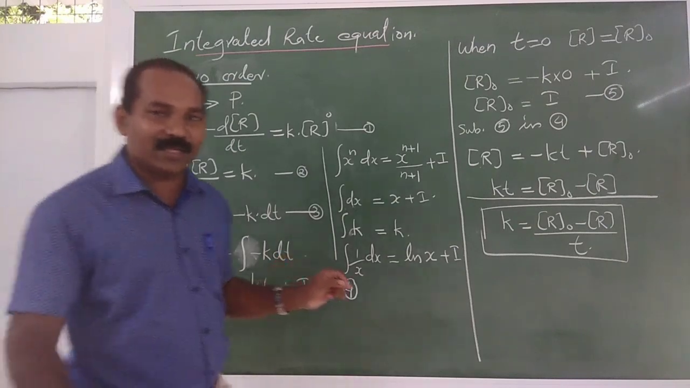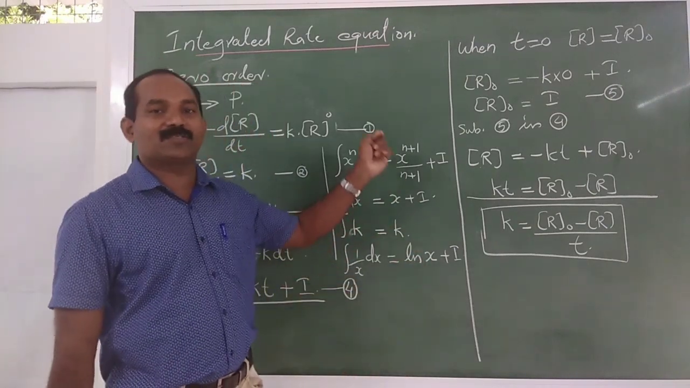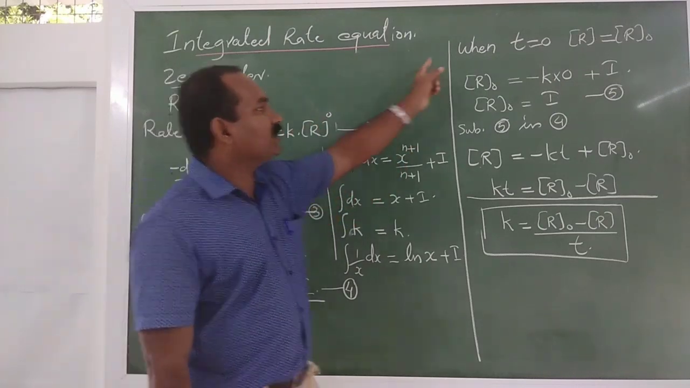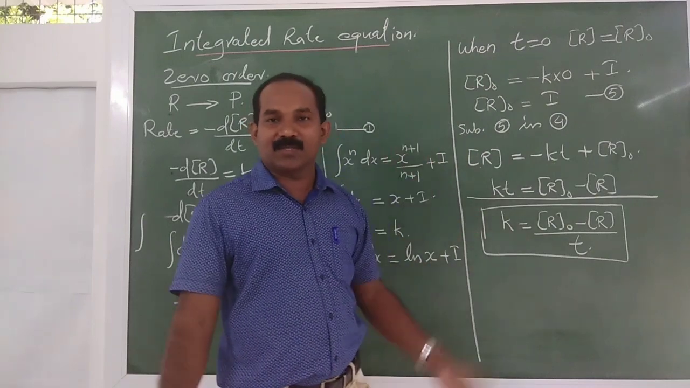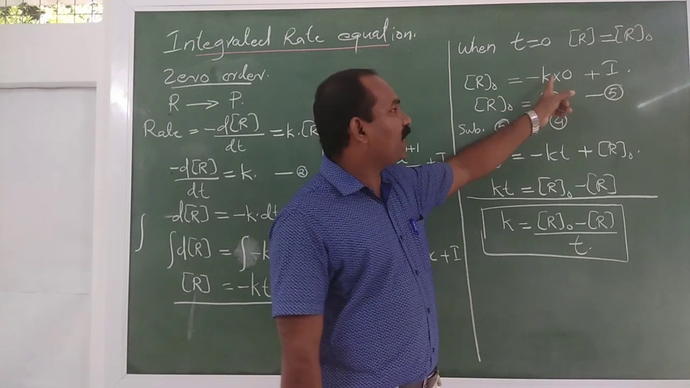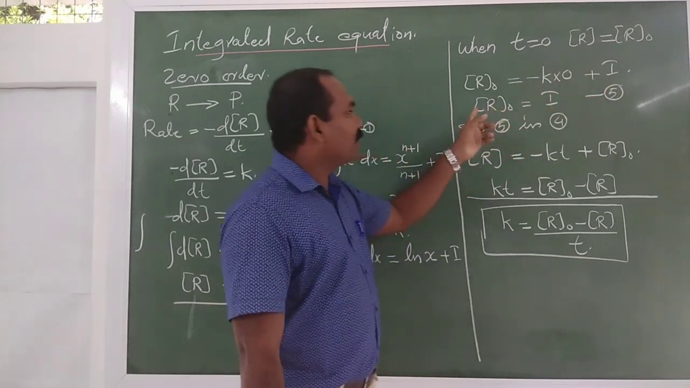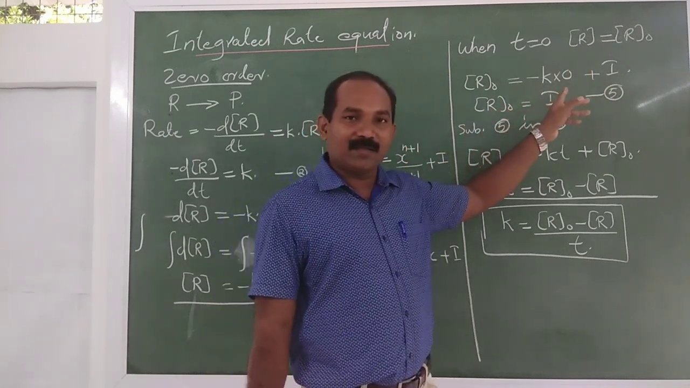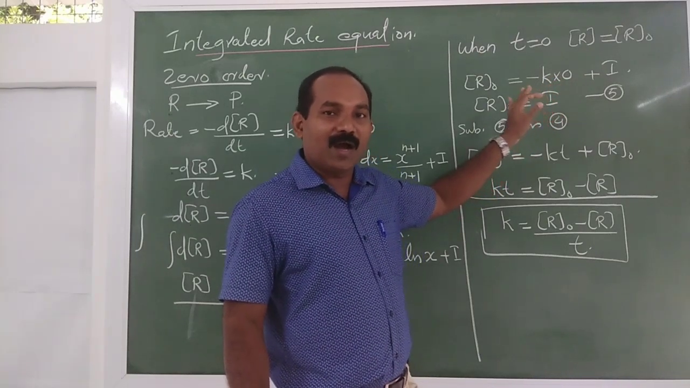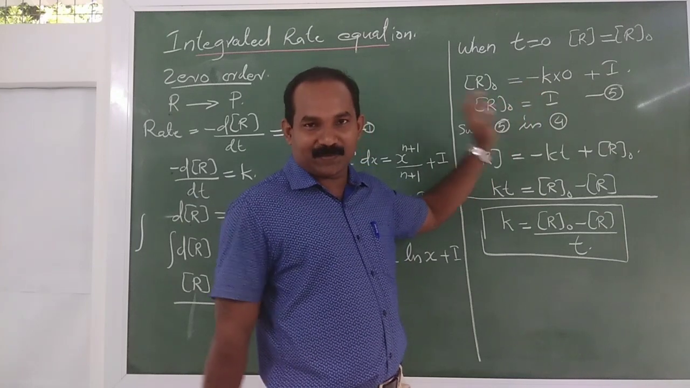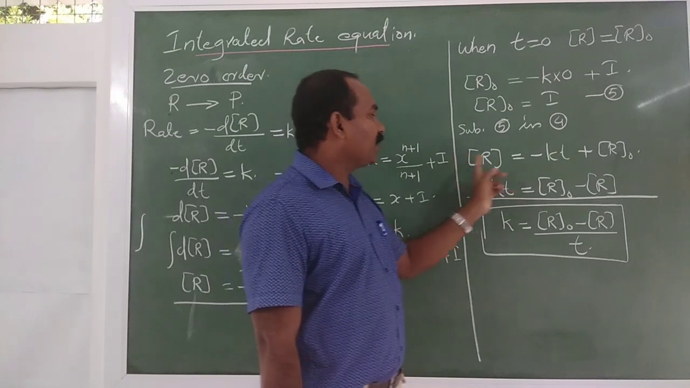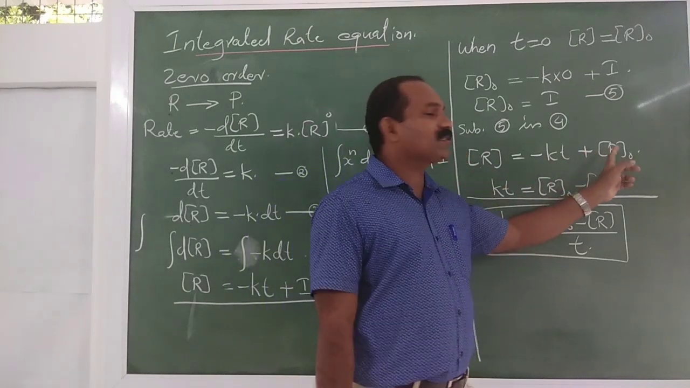To determine the integration constant, we apply some conditions. When t is equal to 0, R becomes R0, the initial concentration. Then R0 is equal to minus k into 0 plus I, so R0 is equal to I. Now we get the integration constant for a zero order reaction: it is R0. So substitute this 5 into 4. We get R is equal to minus k into t plus R0.